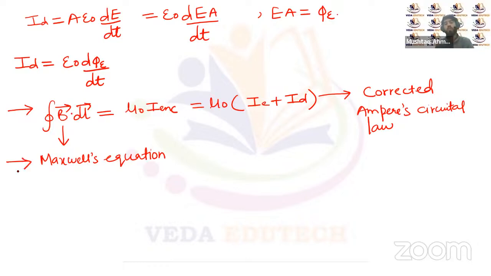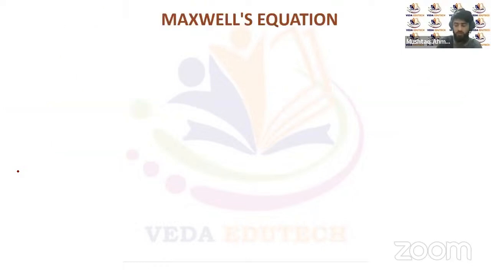So the integral of B dot dl will be equal to mu naught I enclosed, where I enclosed can be the electronic current plus the displacement current, right? Where the displacement current is zero, we can just put the displacement current equal to zero to calculate the magnetic field, right? Now we can write the different Maxwell's equations, right?